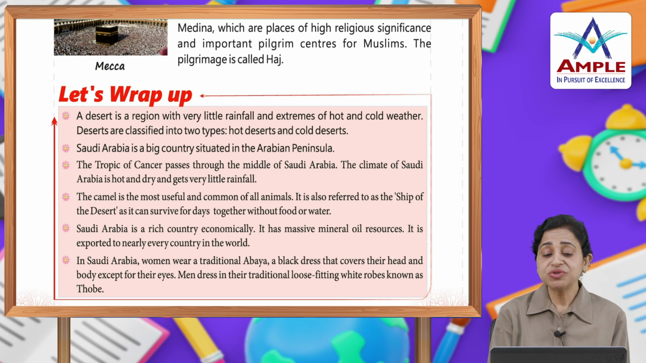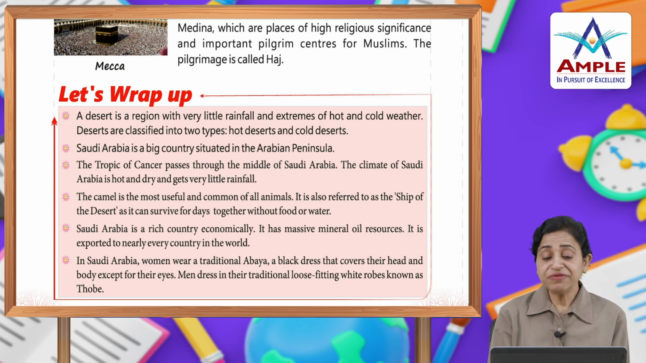The camel is the most useful and common of all animals. It is also referred to as the ship of the desert, as it can survive for days together without food or water. Saudi Arabia is a rich country economically and it has massive mineral oil resources. It is exported to nearly every country in the world.